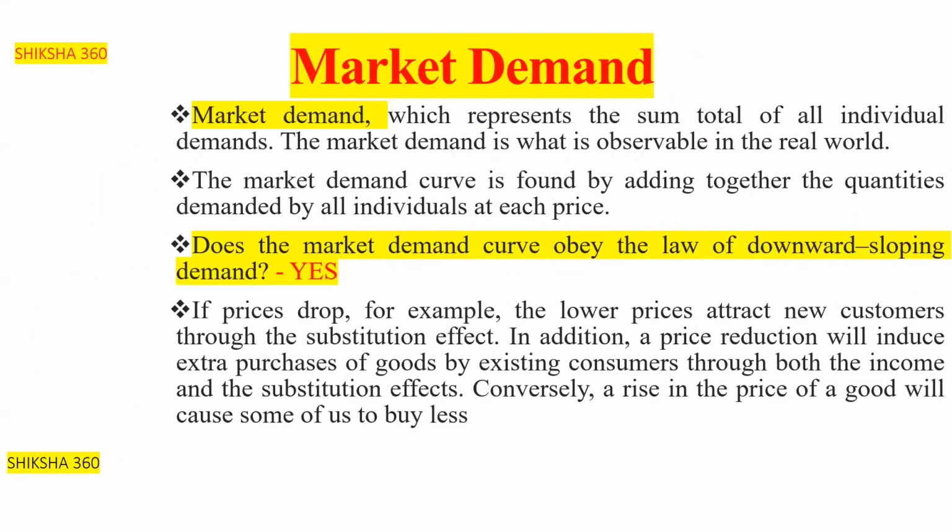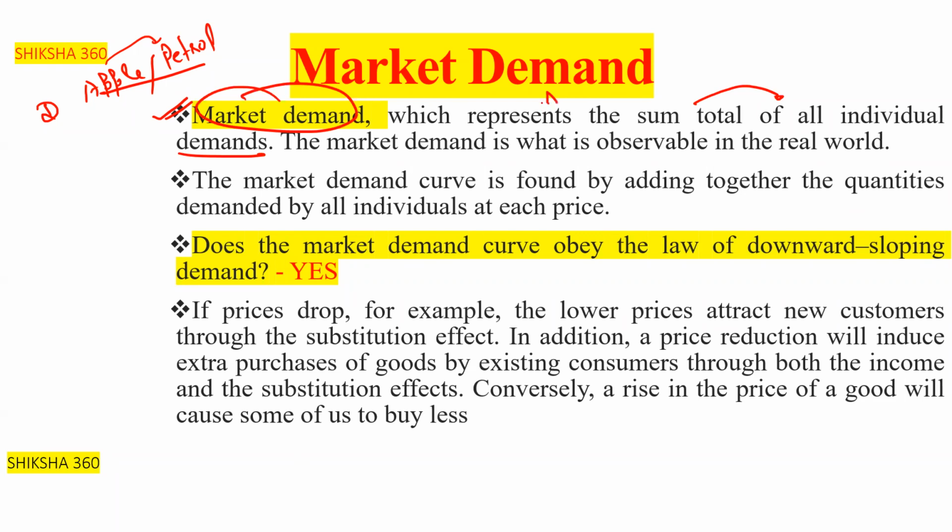Market demand. Till now we have discussed the demand schedule and demand curve. So now, what is market demand? Here we will discuss the example of apples, or petrol. What is the impact of these things on the overall market? Market demand represents the sum total of all the individual demands.